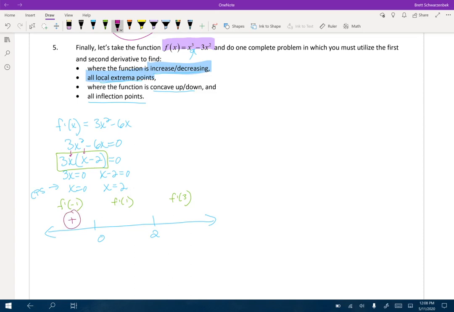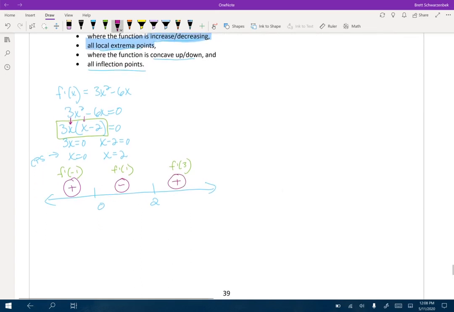If we plug 1 into here, 3 times 1 is 3. 1 minus 2 is a negative, so we're going to get a positive times a negative, which is a negative. And then 3 creates a positive for both of them, so we're going to get a positive. So this is our tree that we need. This is our first derivative number line, and this is what's going to help us decipher all the important information at the bottom here.